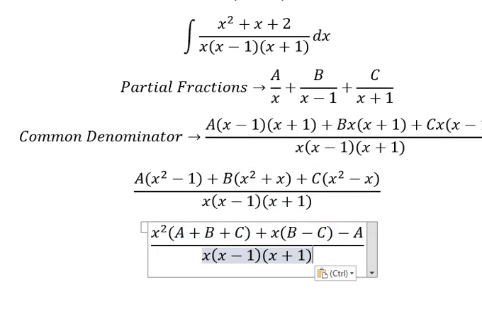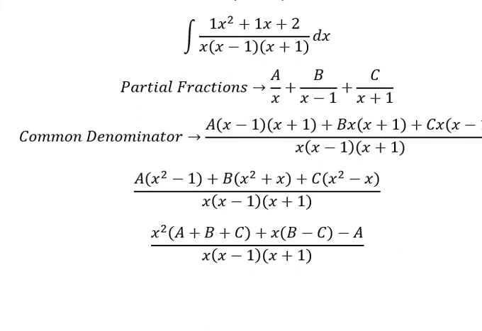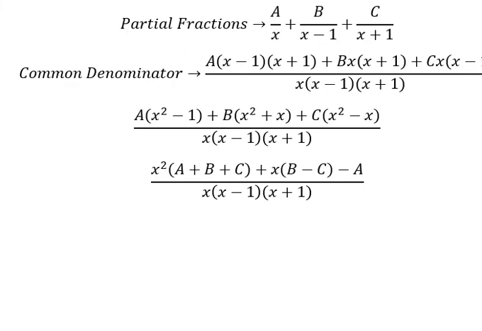Now we need to compare coefficients. This one is about s squared, so A plus B plus C equals number 1. This one is about s, so B minus C equals number 1. And the last one equals number 2. And now we create the system of equations.